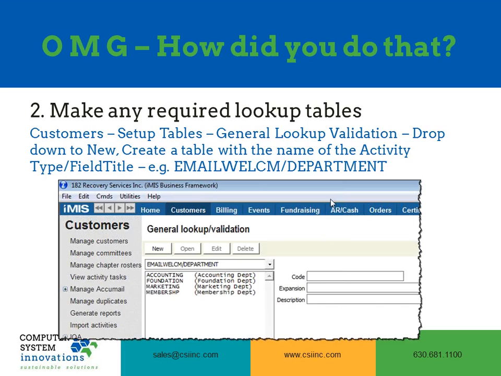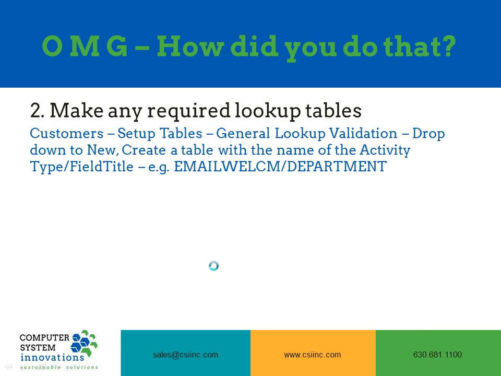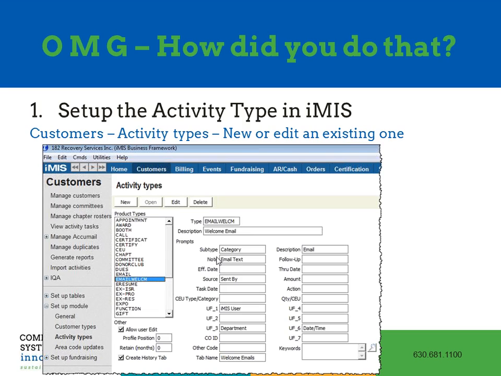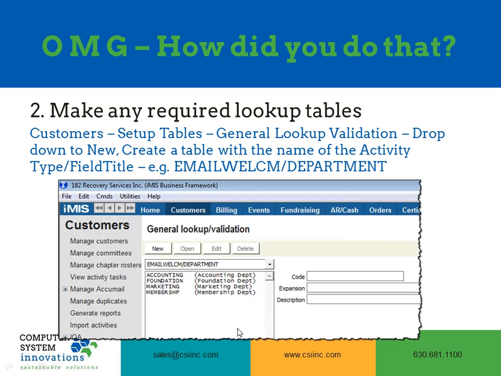So in this case, I wanted to have the department be a lookup table. So there it is. I've added that lookup table. And notice that's called email welcome / department, which just so happens to match here. It's my activity type of email welcome, and then the lookup was department.